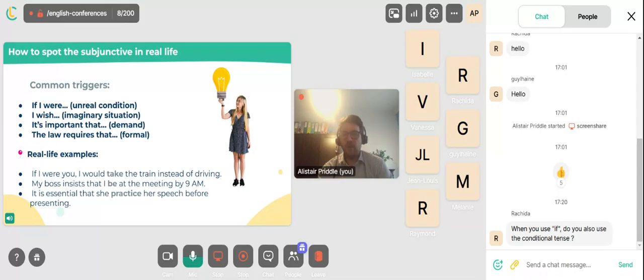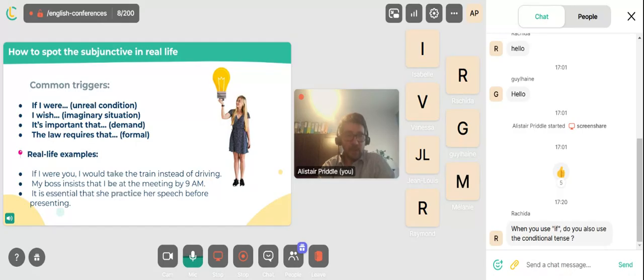Okay, if I were you, I would take the train instead of driving. My boss insists that I be at the meeting at 9 a.m. It is essential that she practice her speech before presenting. So if I were you, I would take the train instead of driving. My boss insists that I be at the meeting by 9 a.m. It is essential that she practice her speech before presenting.